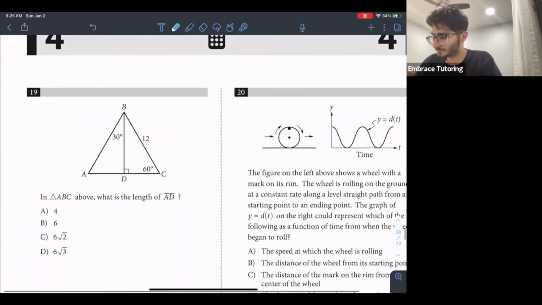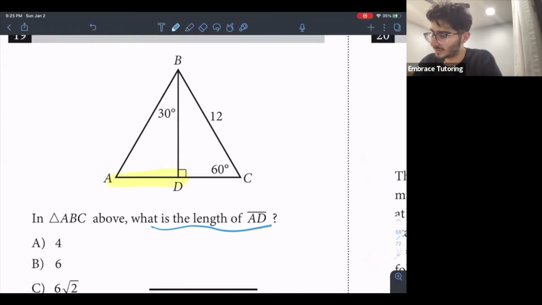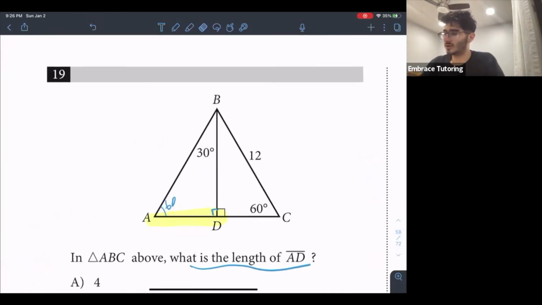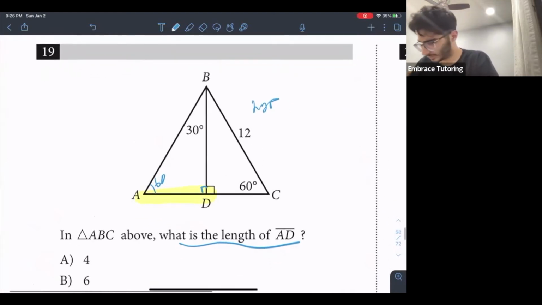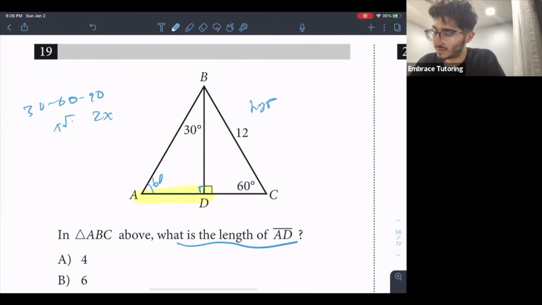Question 19. In triangle ABC above, what is the length of segment AD? Right here. They give you a 30, 60, 90 triangle because this is 30, this should be a right angle. This would have to be 60 because there are 180 degrees in a triangle. So if they give you 12 here, this is the hypotenuse. There's a trick to knowing the sides of each of the triangles. If it's a 30, 60, 90 triangle, then it would be 2x, x radical 3, and then x.